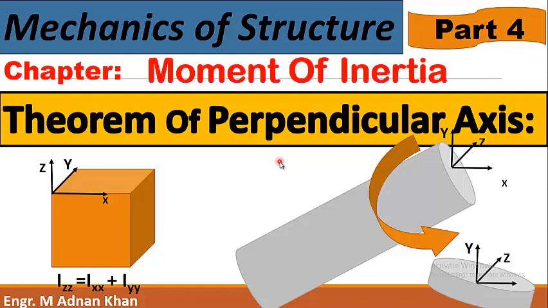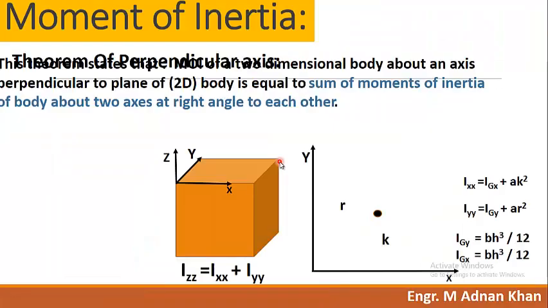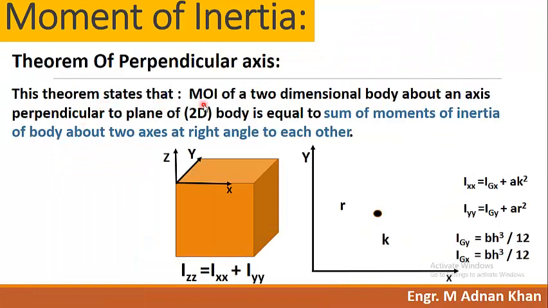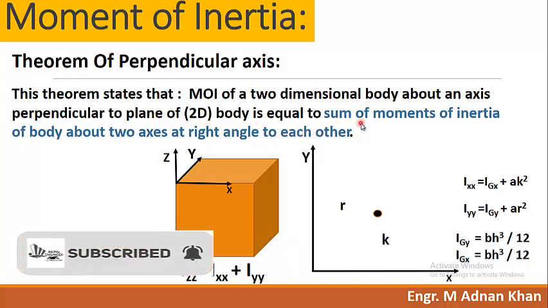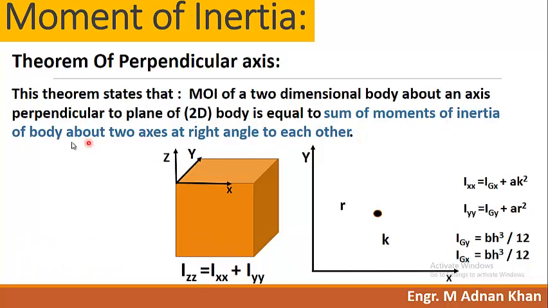So let's start today's topic, Theorem of Perpendicular Axis. This theorem states that the moment of inertia of a two-dimensional body about an axis perpendicular to the plane of the 2D body is equal to the sum of moments of inertia of the body about two axes at right angle to each other. Let me explain this. As you can see here, Izz, that is moment of inertia about the z axis, that is the third axis, is equal to Ixx plus Iyy.